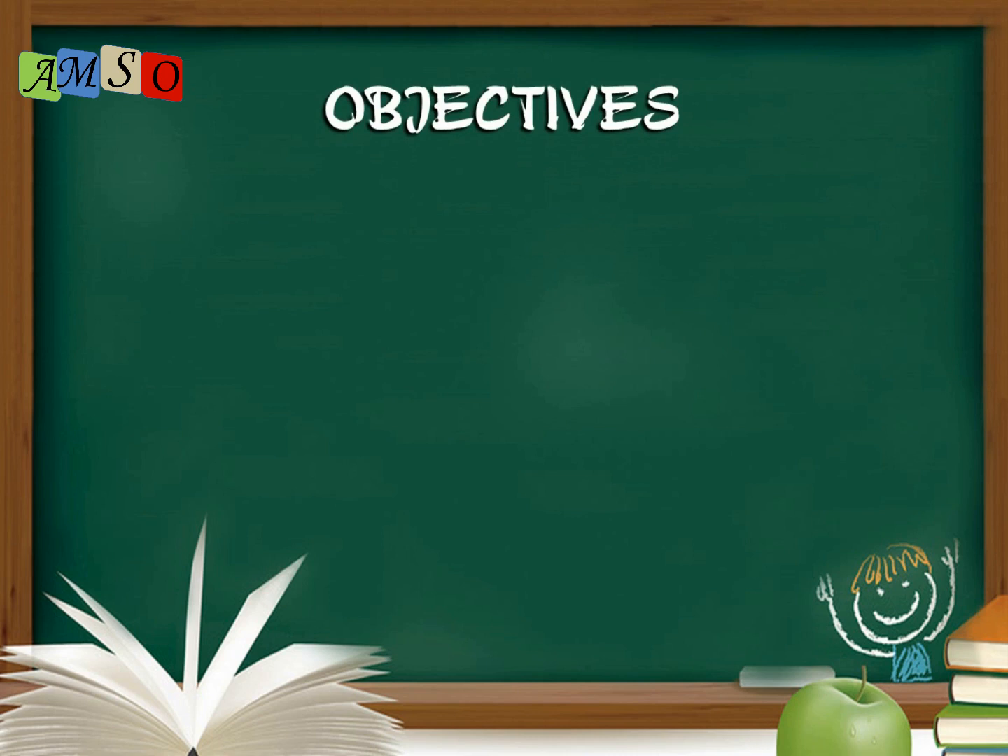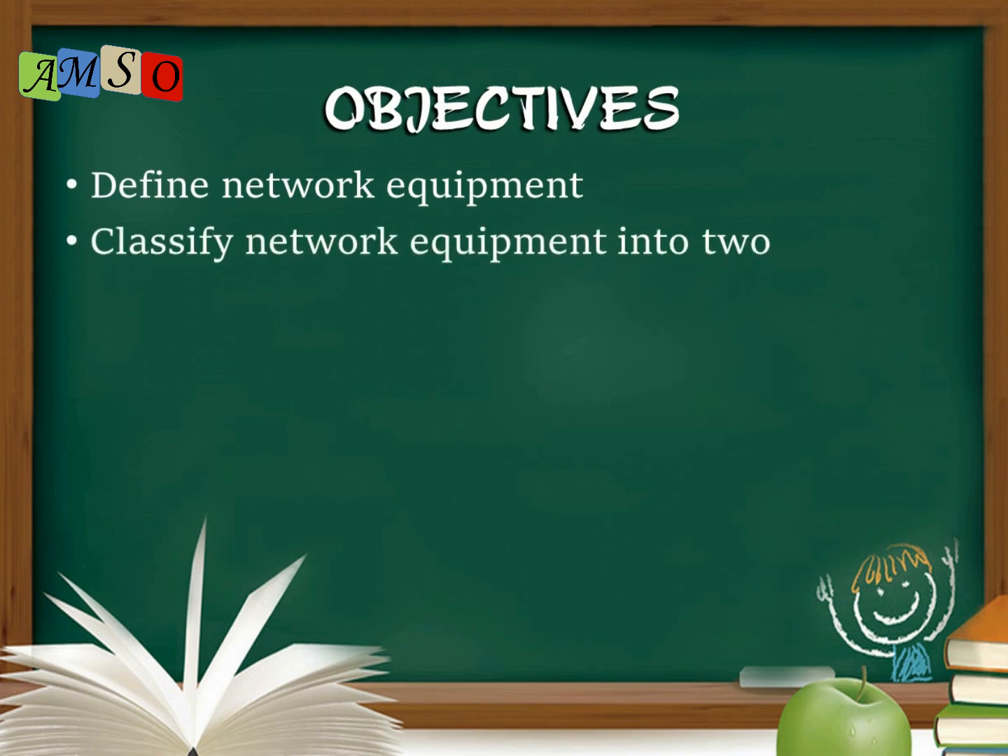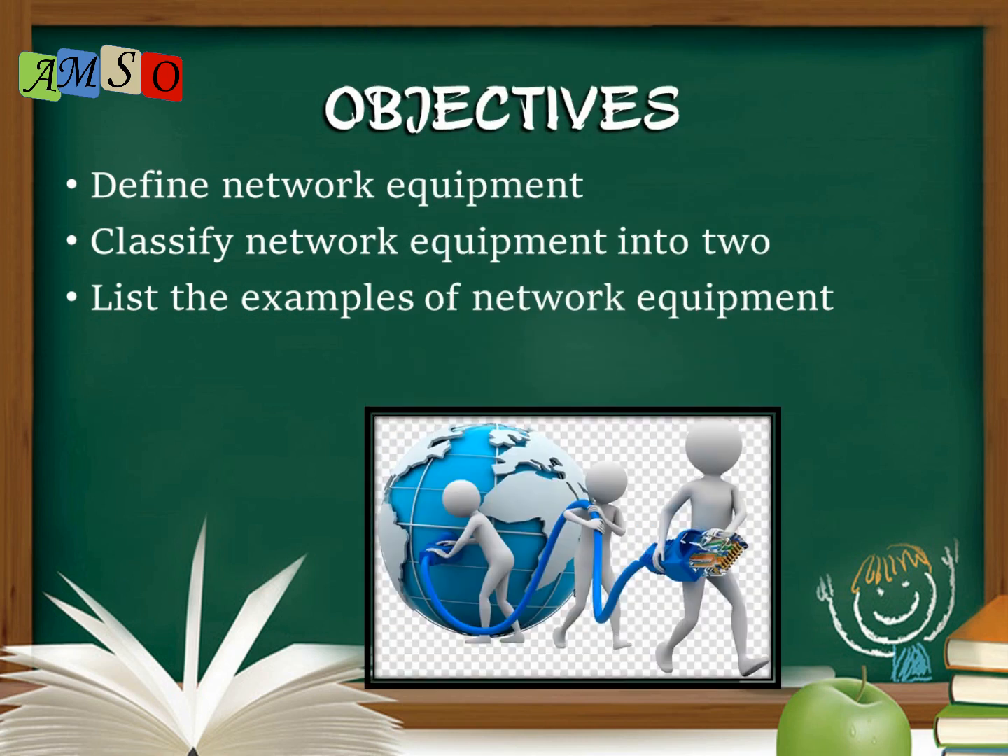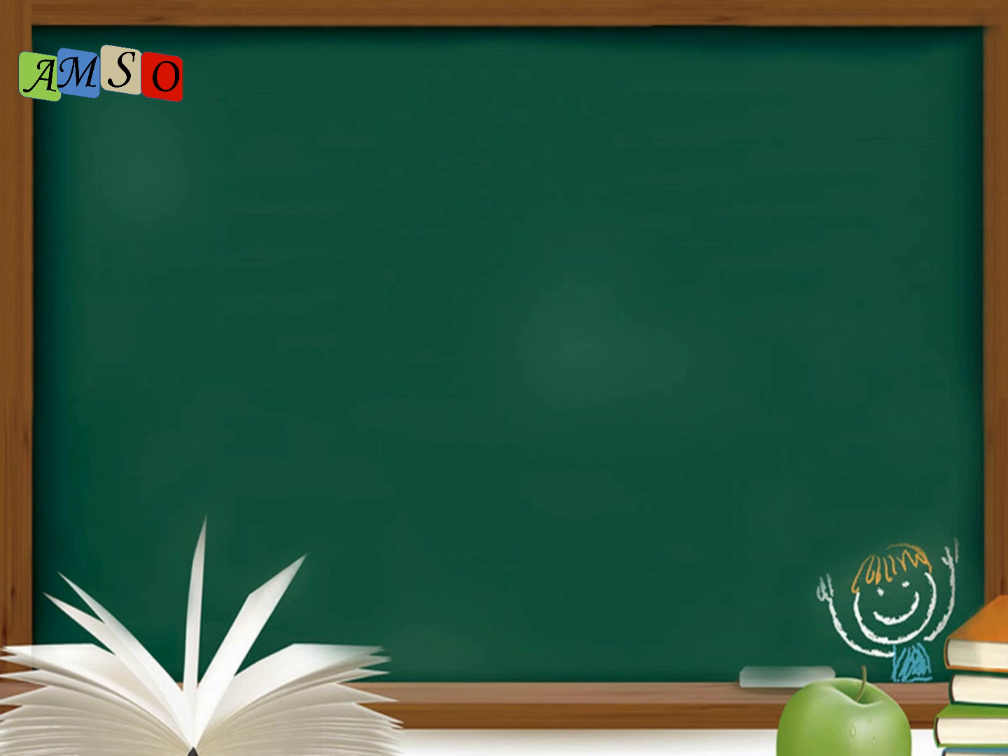The first objective we are going to learn is to define network equipment. The second one is to classify the equipment into two categories. And the third one is to list examples of networking equipment. So now, let's dive into the topic of discussion.